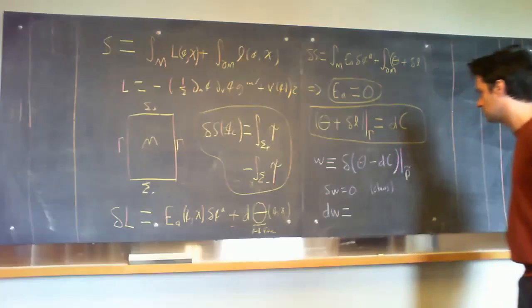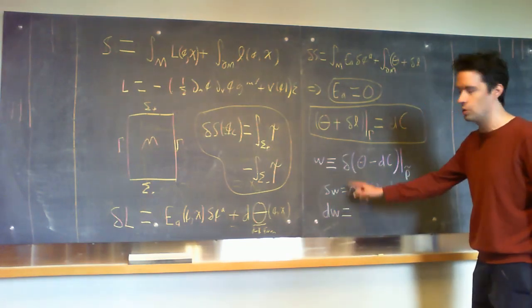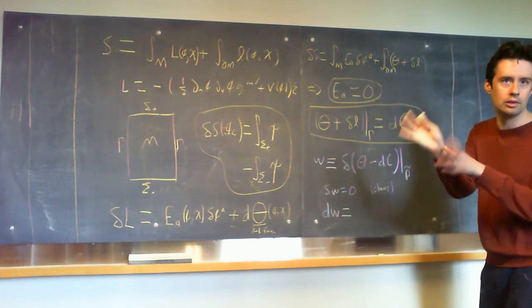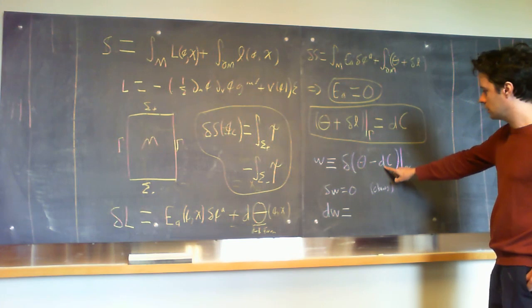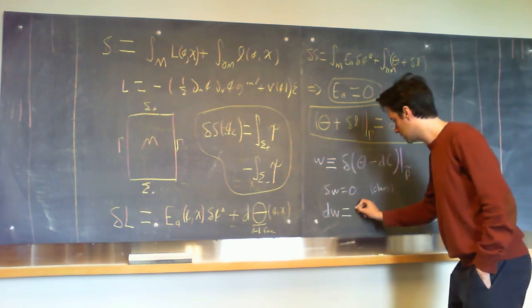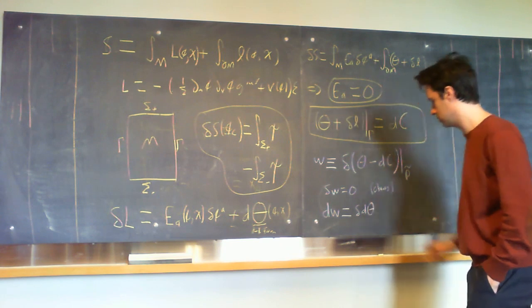So let's compute d of omega. Well, d and delta are commuting operations because they're like exterior derivatives on different indices. So the d will just go right through here and kill that d. So then I just get delta d of theta, okay?